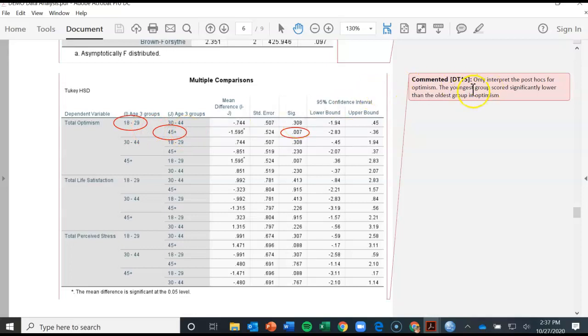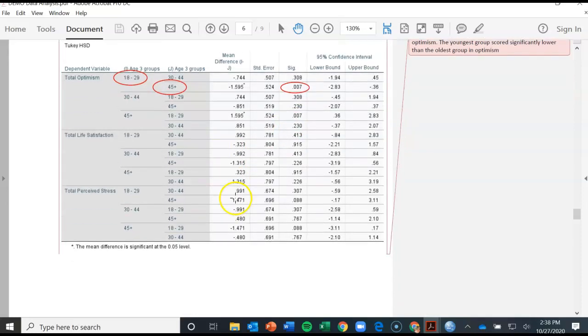So what we find here is that the difference is between the youngest and the oldest. The middle group is not significantly different from either of the other two groups. So if you look at the means plot for this, it appears to be a steady increase in optimism with age. The increments from the youngest to the middle and from the middle to the oldest are not significant gains, but if you compare the youngest with the oldest, that is a significant increase.